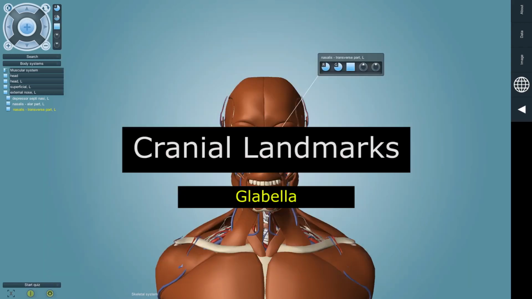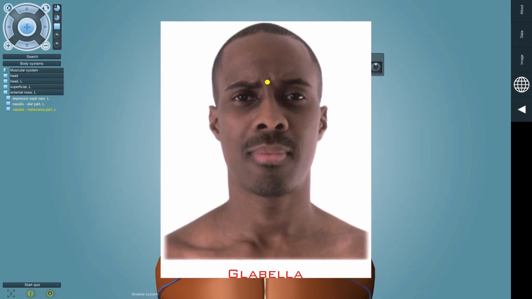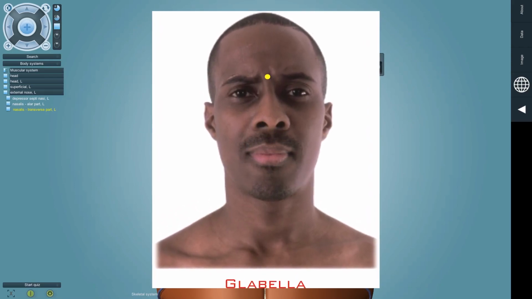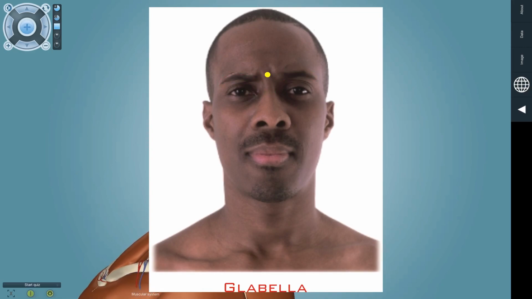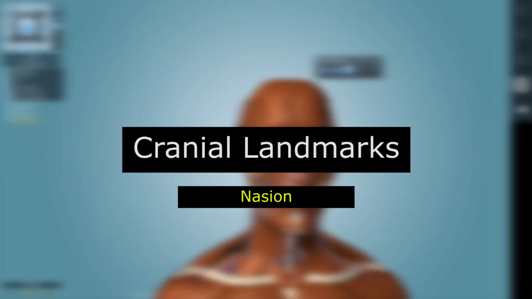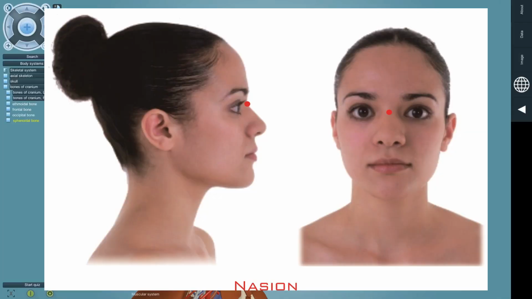Glabella. The glabella is the smooth, slightly raised triangular area between and slightly superior to the eyebrows and above the bridge of the nose. Glabella can be found on the frontal bone, immediately superior to the nasion. Nasion. The nasion is the depression at the bridge of the nose. Anatomically, the nasion is the junction of the two nasal bones and the frontal bone.